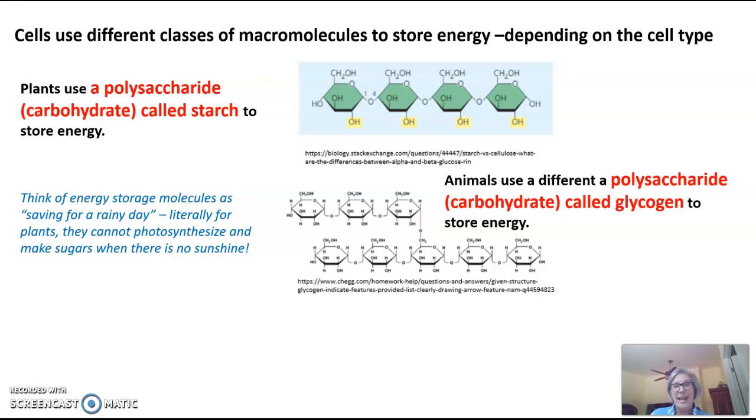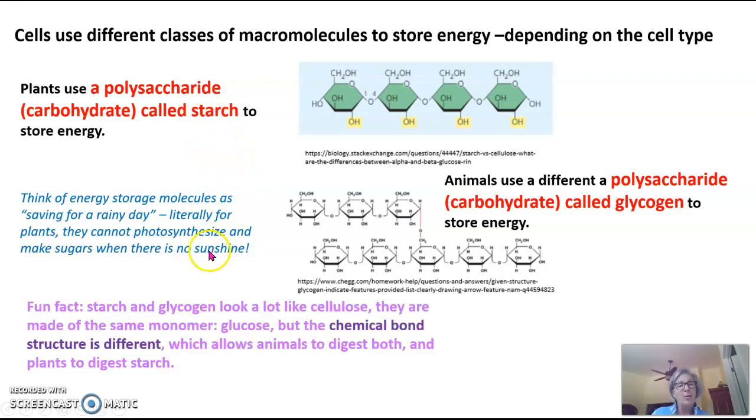So you can think of energy storage molecules as saving for a rainy day. Literally for plants, they can't photosynthesize sugars when there's no sunshine. So on a rainy day, they have to use their stored starch for energy. So a fun fact, both starch and glycogen look a lot like cellulose that I showed you on the previous slide. They're both made of the same monomer, glucose, but the chemical bond structure is different, which allows animals to digest both starch and glycogen, and plants can digest starch.